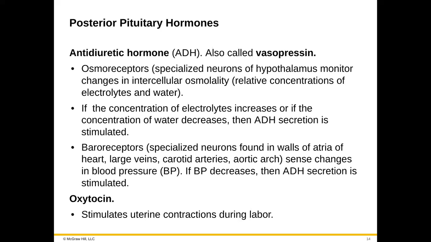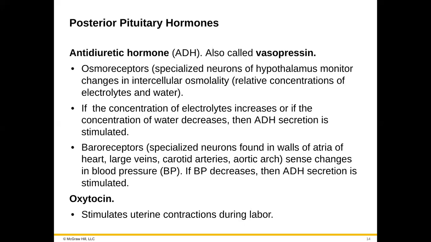So we also have baroreceptors. Baroreceptors are special receptors that sense changes in pressure. Typically, you'll find these in the atria of the heart, large veins, and carotid arteries. The aortic arch has these, and they really sense changes in blood pressure, hence baroreceptors, pressure receptors. If blood pressure significantly decreases, then antidiuretic hormone secretion is stimulated. The thought process behind that is that if you have a decrease in blood pressure, holding more fluid in the circulatory system should help elevate blood pressure.